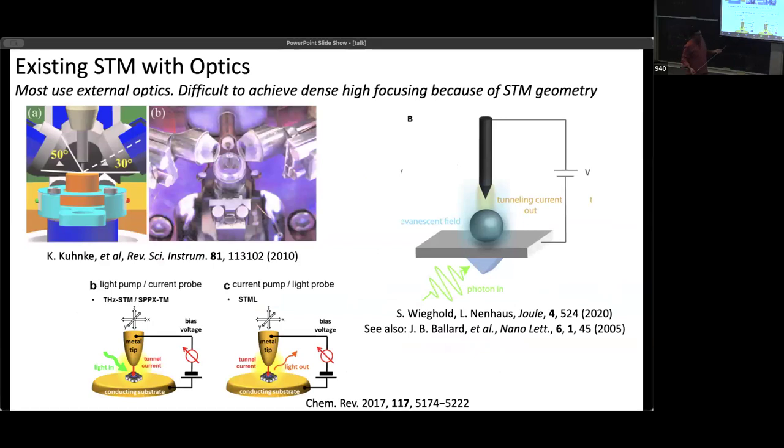So this, as an idea, is also, I would say, not new at all. This is Klaus Kern, who has infinite amounts of money. What they do is they put lenses that come close to the tip, and they do this just brute force. They bring a lens that's close to the tip and try to collect light and shine light at the sample. This thing is very difficult to do. It's very difficult to focus anything when you have these lenses all funky like this.